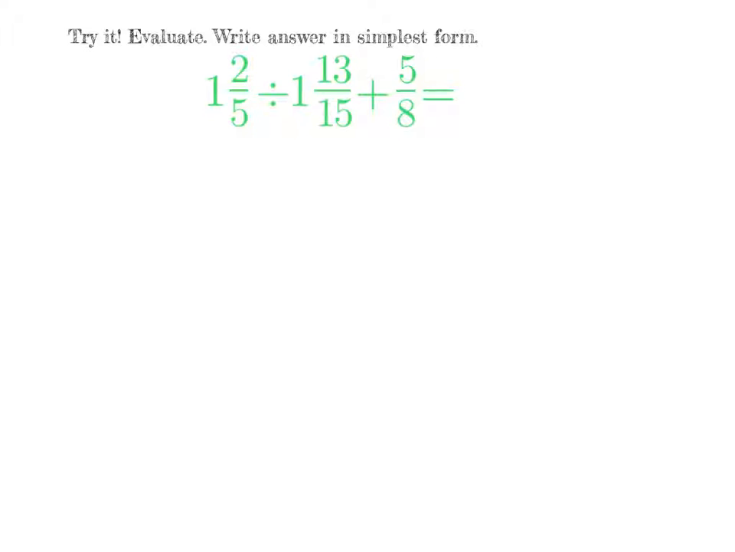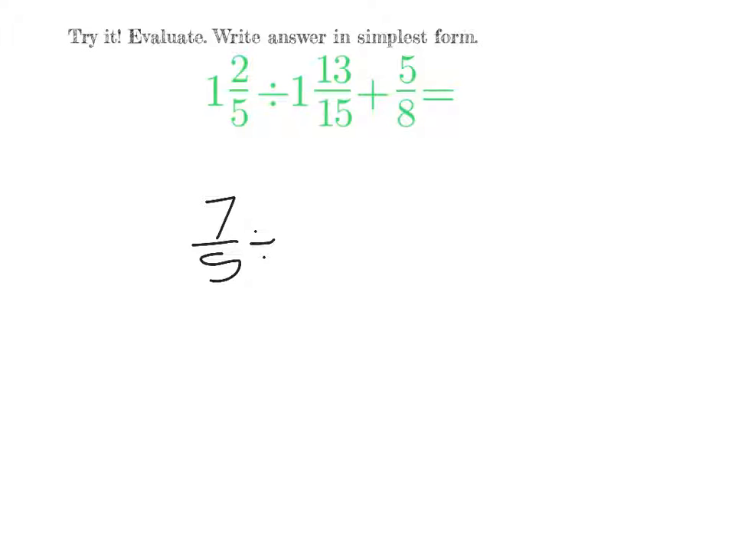Okay, here's this problem, and then we are almost done here. So go ahead and evaluate this problem using the order of operations. Alright, so first we're going to divide 1 2/5 divided by 1 13/15. So I need to create them improper fractions. 1 times 5 is 5, plus 2 is 7 fifths, divided by 15 plus 13.